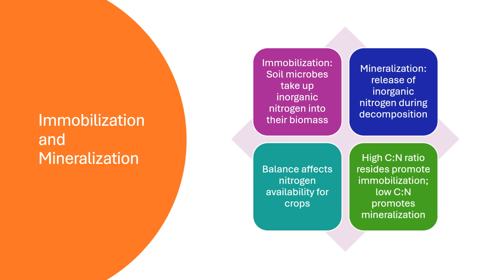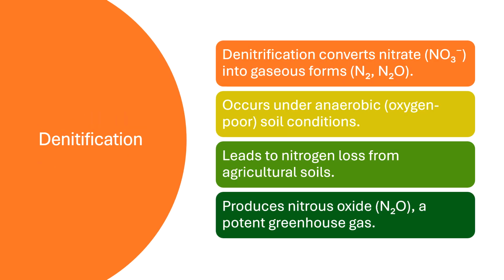Immobilization: soil microbes take up inorganic nitrogen into their biomass. Mineralization is the release of inorganic nitrogen during decomposition. The balance affects nitrogen availability for crops. Denitrification converts nitrates into a gaseous form. This occurs under anaerobic soil conditions. It leads to nitrogen loss from agricultural soils.